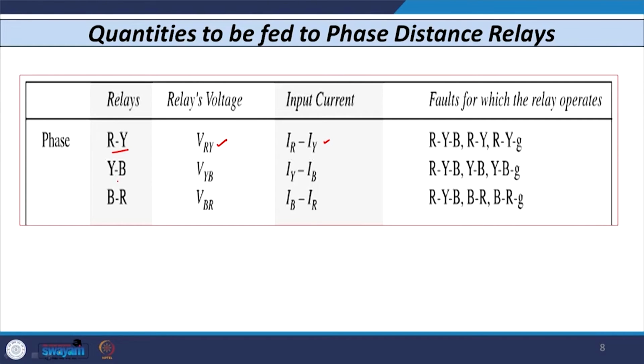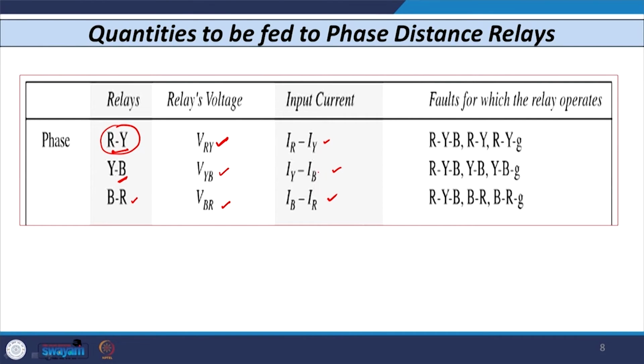Similarly, for a YB fault, we have to give VYB as the voltage and IY minus IB as the current, and similarly for the BR phase we have to give VBR as the voltage and IB minus IR as the current. So, you can see that if an RY fault occurs, then we give the R phase and Y phase voltage, and the difference of the same R phase and Y phase currents to the relay.